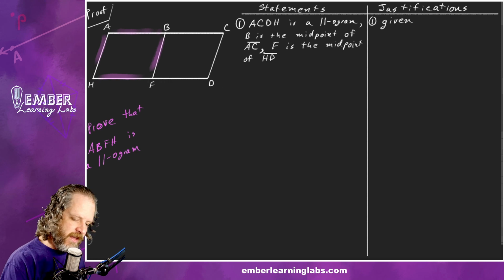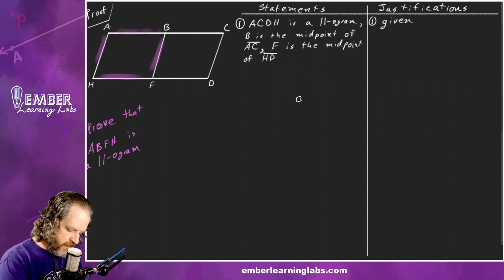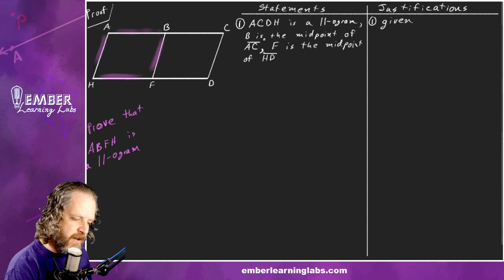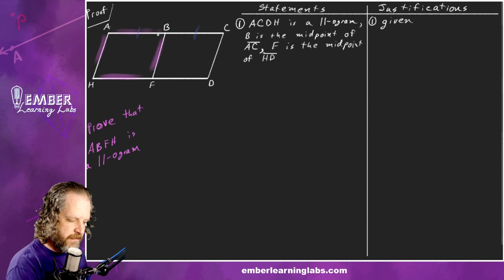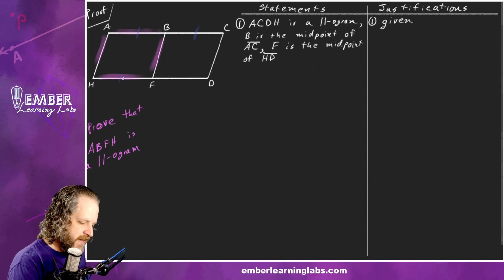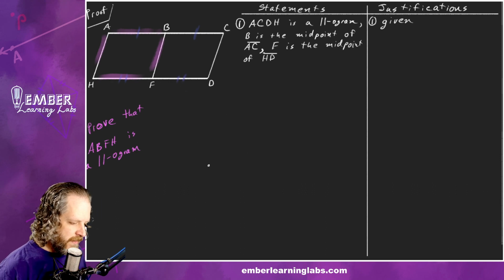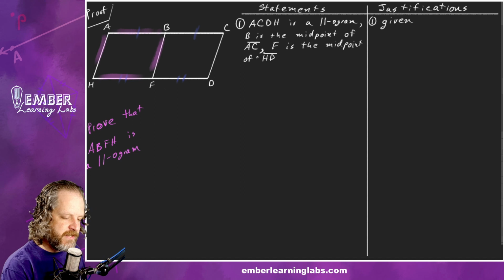Then I'm starting to think, okay, in my head, just in my scratch paper zone, what does the given tell me? Well, I'm going to have to put these as actual statements, but B is the midpoint, so this is congruent to this. This shape over here is over there. I'm also told that F is the midpoint of HD, so I know that this is congruent to that. So then I'm also told that the big shape is a parallelogram.